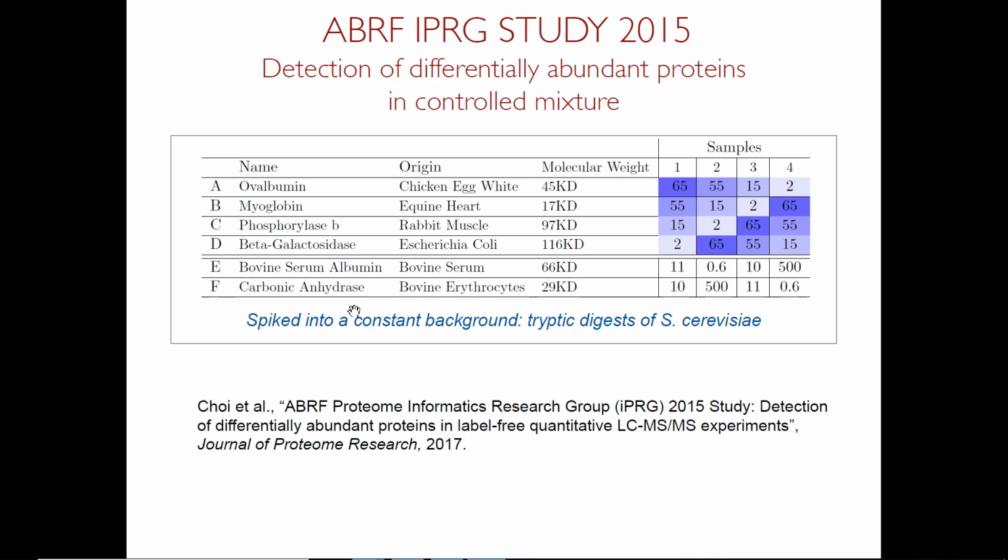To make sure that we can evaluate different practices, we need some setting where we know the truth, where we know what the right answer is. For that reason, the organizers, and I was one of the organizers, created a data set which is a collection of 4 controlled mixtures. These controlled mixtures have a tryptic digest of yeast. In this digest, we had proteins which were spiked in this tryptic digest of yeast background in varying concentrations. These are the relative concentrations in some units.